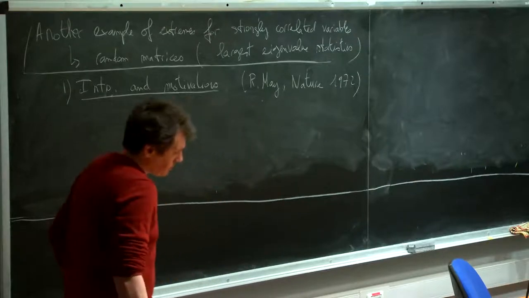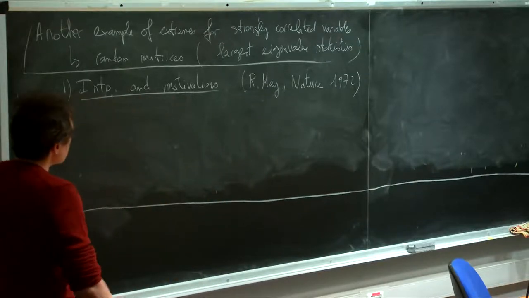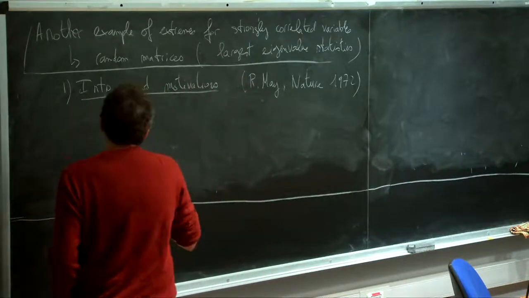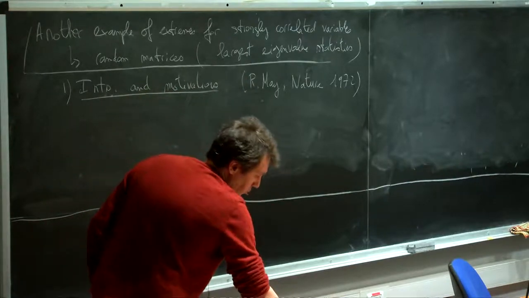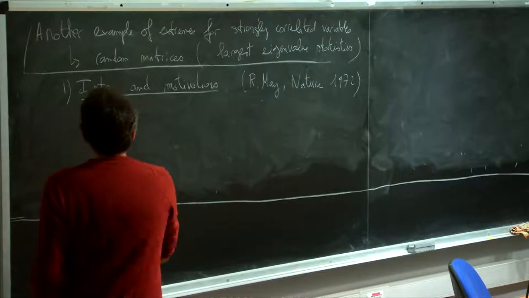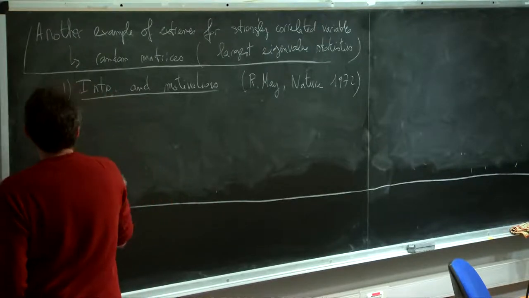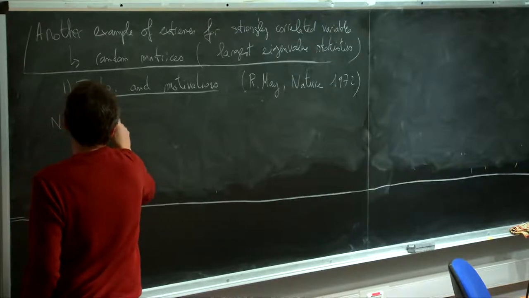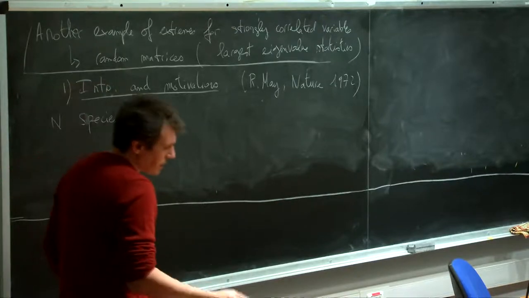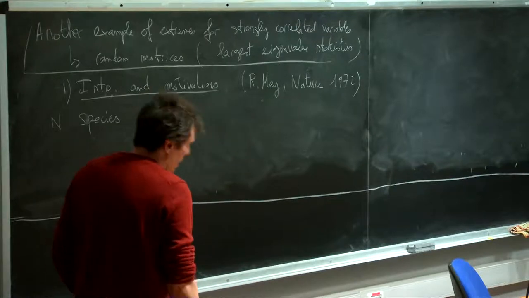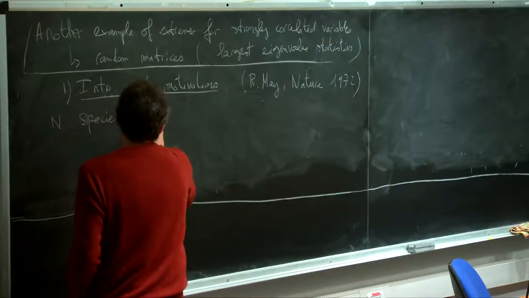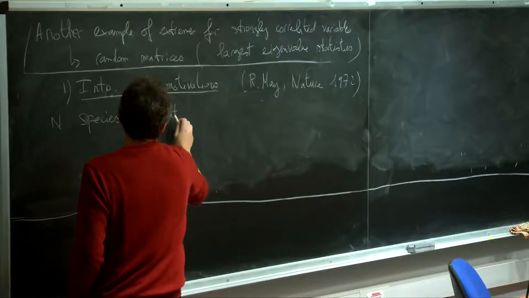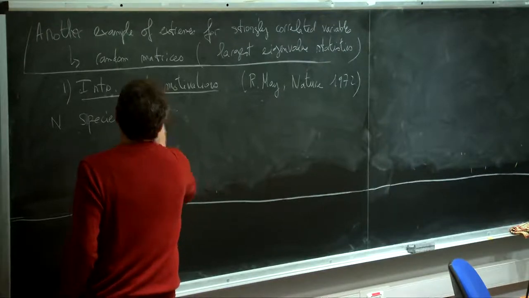And so he was studying some model related to ecology, and what he was looking at was the following system. He was considering an ecological system where you have, say, N different species. Let's at the moment suppose that they are without interactions. So let's first announce it this way.